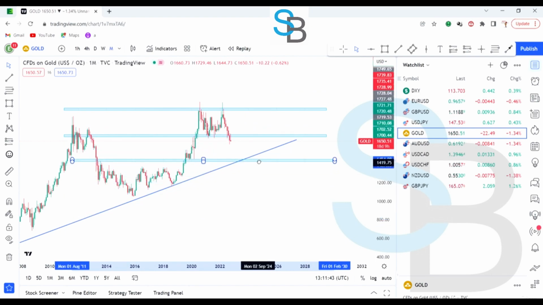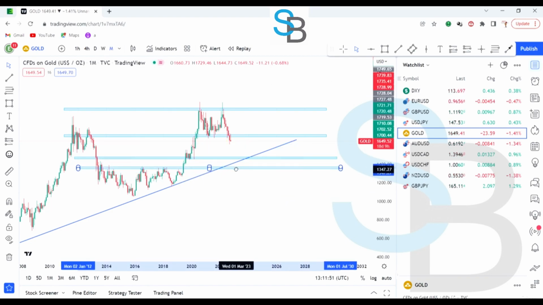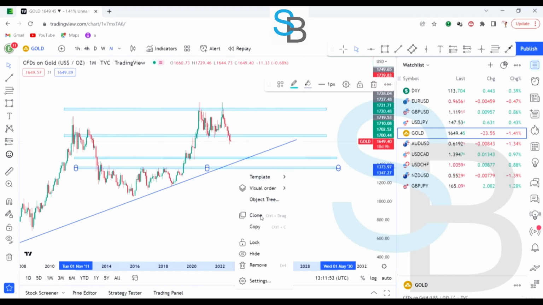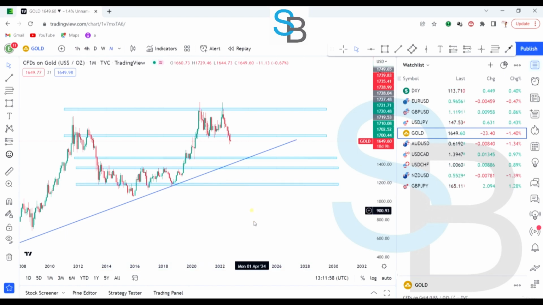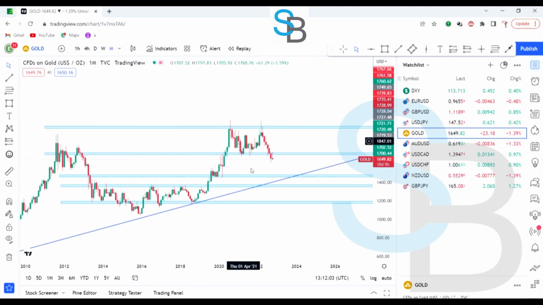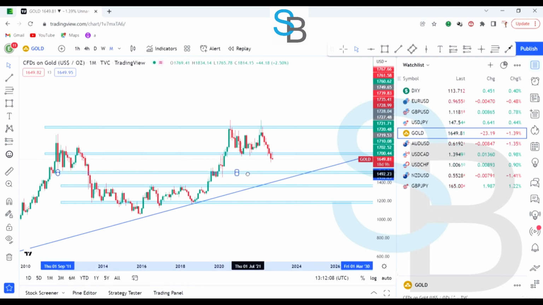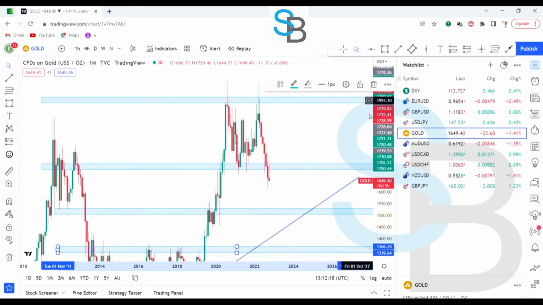We can see this other zone here. You can see this one here and this one here. So these are the major zones, right? These are the major zones, and markets tend to react to these zones very well. Just move this one up a bit.